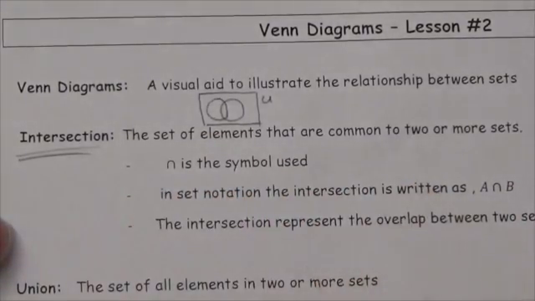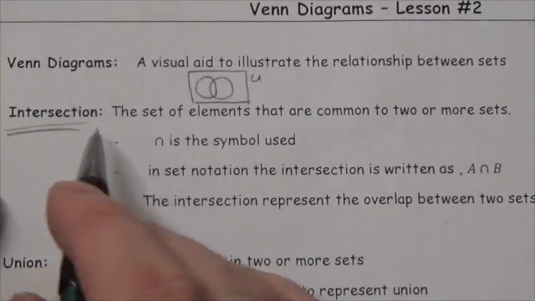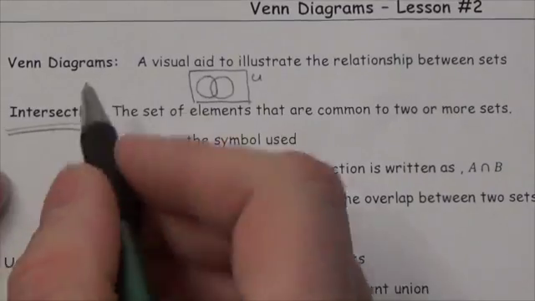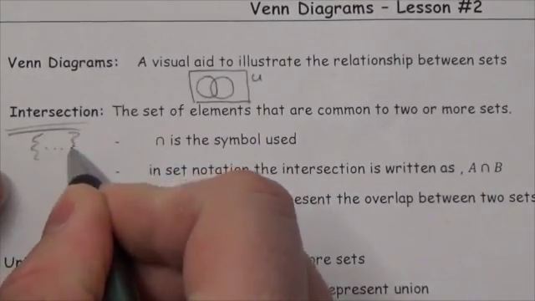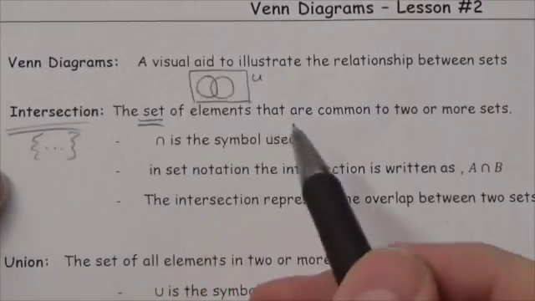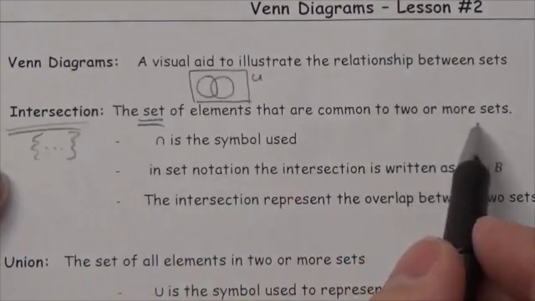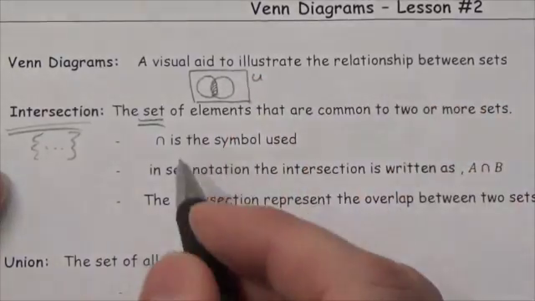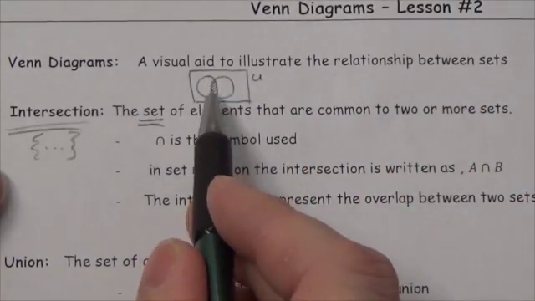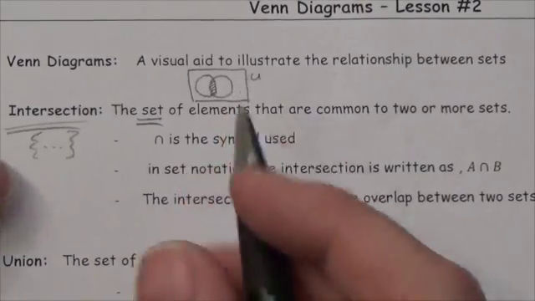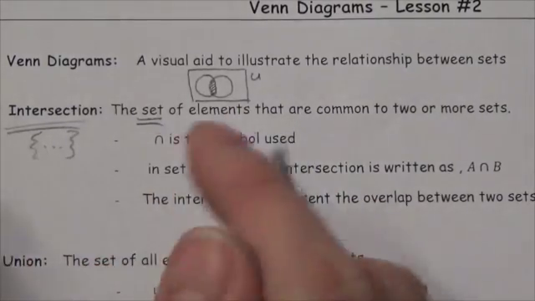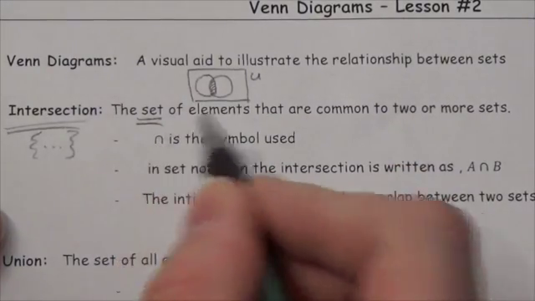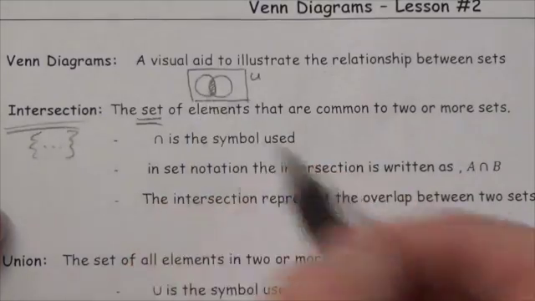Intersection. Okay, when we talk about the intersection of two sets, that's a set all in itself. An intersection is still a set. And what it is, is the set of elements that are common to two or more sets. So in this case, what I've drawn up here, this would be the intersection between those two sets. The thing that is common to both, the group of objects that are considered part of both of those sets. We use this little upside down U to represent the intersection.